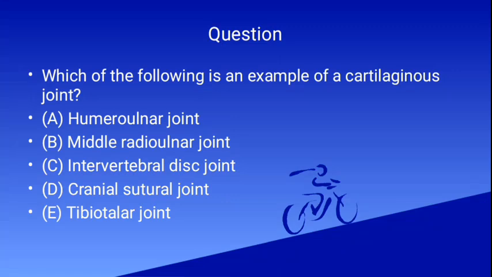So a quick question just to revise what we've done. Which of the following is an example of a cartilaginous joint? A. Humero-ulnar joint. B. Middle radio-ulnar joint. C. Intervertebral disc joint. D. Cranial sutural joint. E. Tibio-talar joint. So what's the answer? Intervertebral disc joint. That's correct.